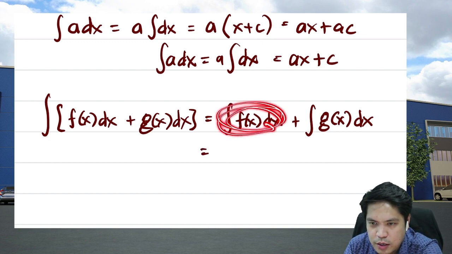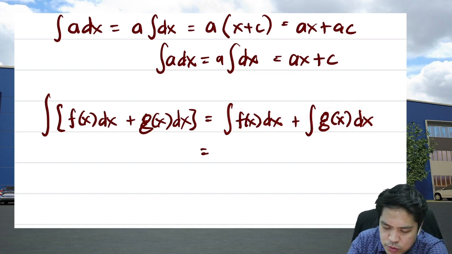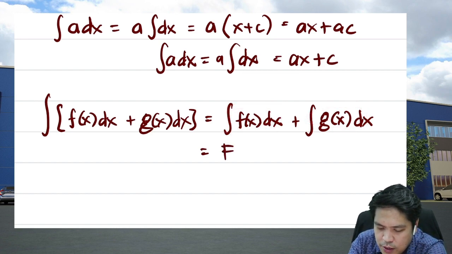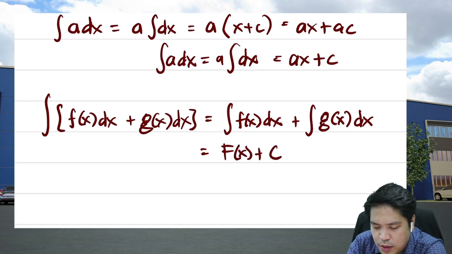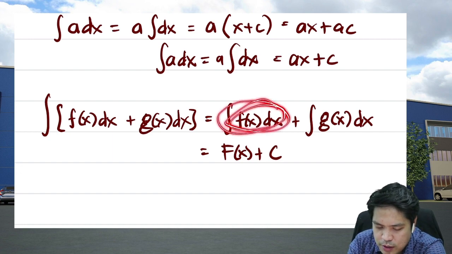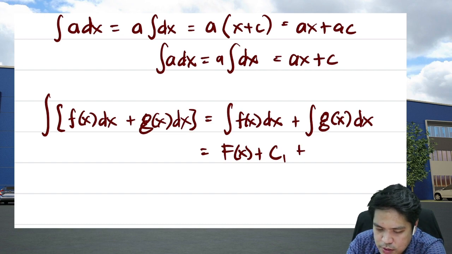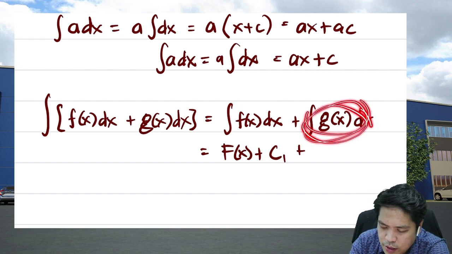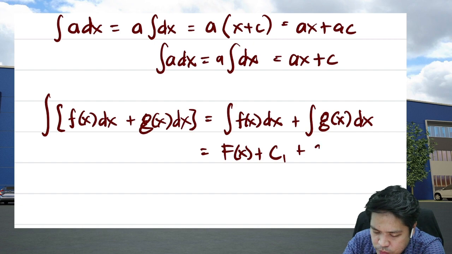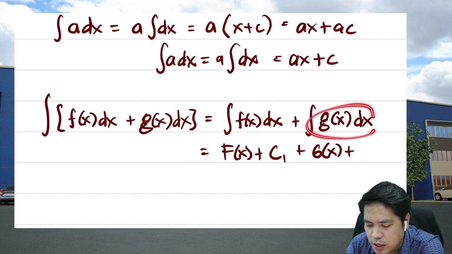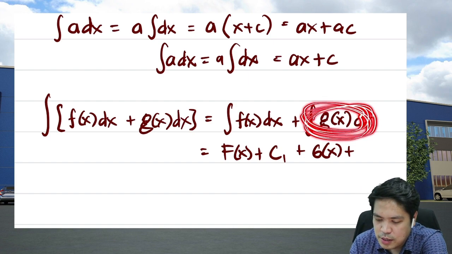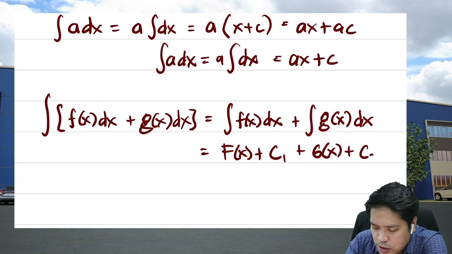Of course, if we get the integral of this and the integral of this, let's say the integral of this is capital F of x. So that would be F of x plus an arbitrary constant for this integral, so let's say c1, plus the integral of this. Let's say the integral of this is capital G of x plus the constant of integration, or arbitrary constant, for this integral, let's say c2.